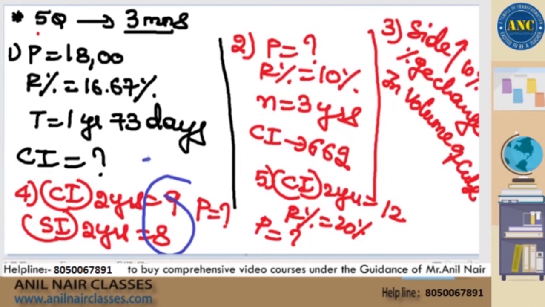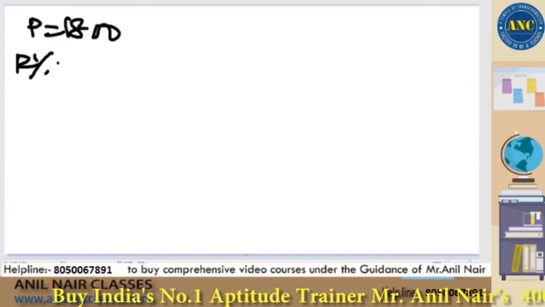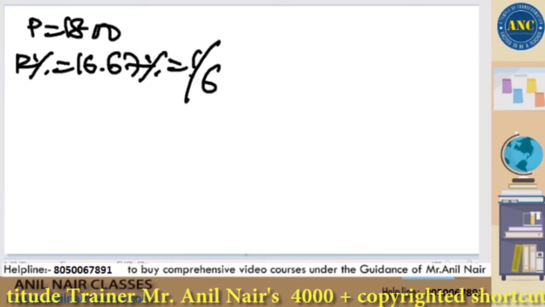Not getting the first one. Who said this first one? Ansari. For you, beta. 16.67, right? Ansari. First one. P is 1800. R percentage is 16.67. 16.67 is 1 by 6.